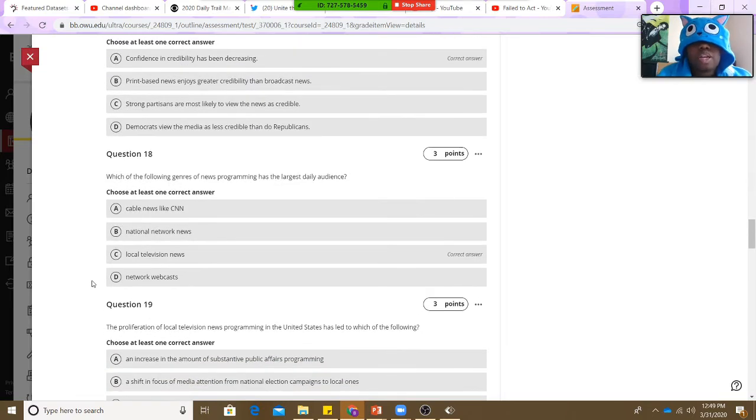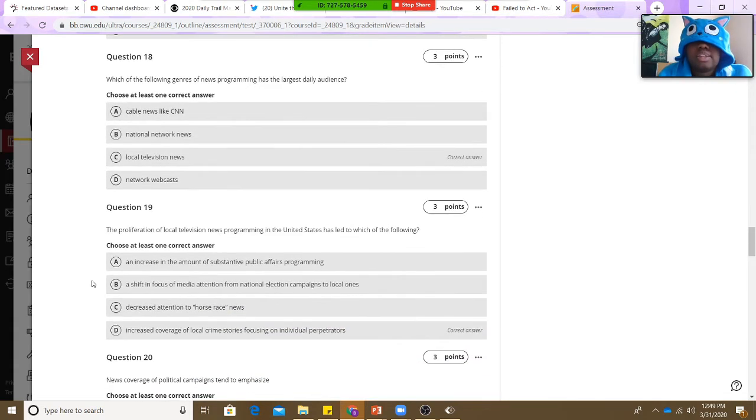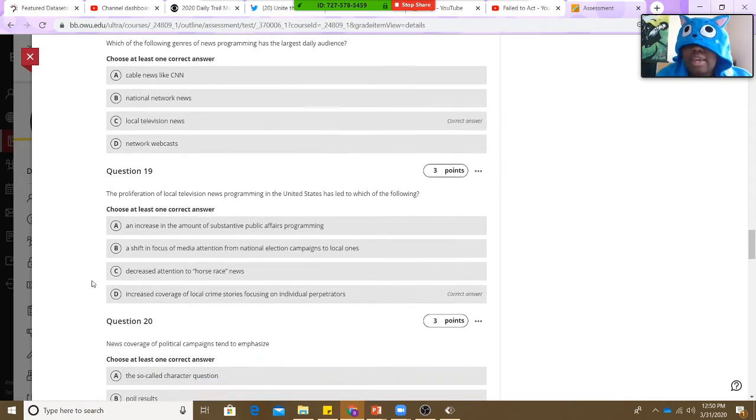19, the proliferation of local news programming in the U.S. has led to which of the following? That is D, increased coverage of local crime stories focusing on individual perpetrators. Recall, if it bleeds, it leads.